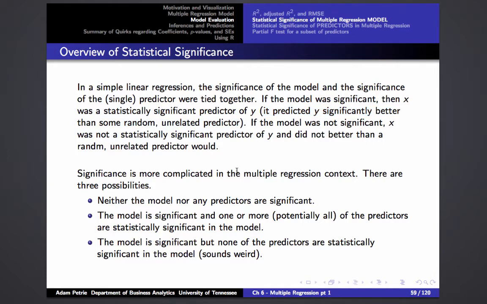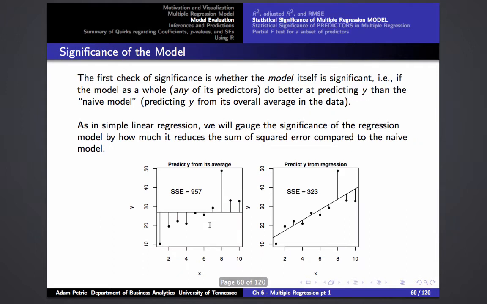All right, so in the multiple regression context, there's more aspects to statistical significance, and there's three possibilities. It might be the case that neither the model nor any predictors in it are significant. It might be the case that while the model is significant, only some of those variables are significant, one or more, potentially all, of those predictors being significant. Or it might be the case, and this will sound weird, that the model is significant, but none of the predictors are statistically significant in it. So let's actually walk through what it means to be significant and how we see these scenarios.